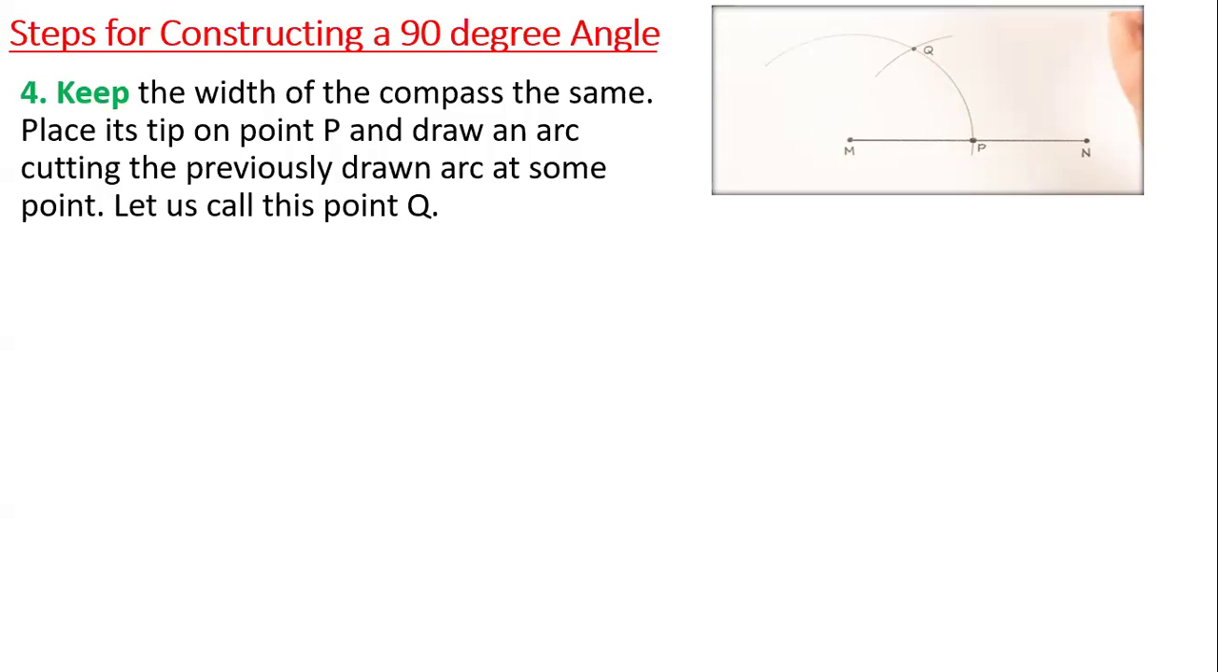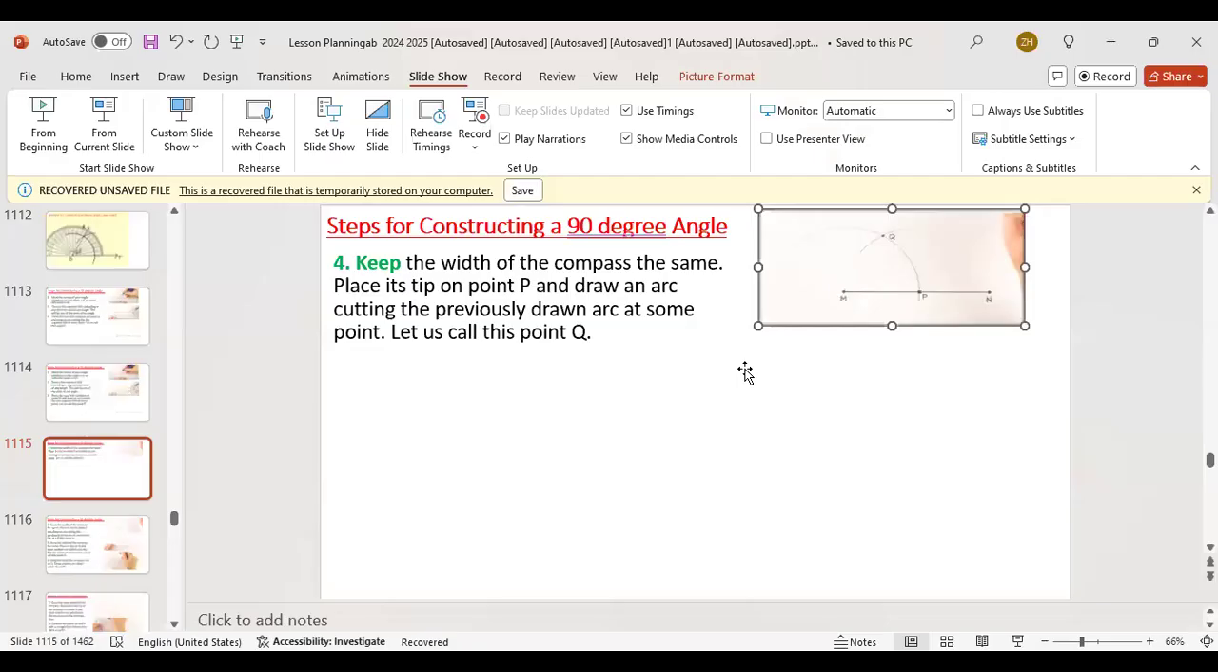Read the fourth point, right? Number 4, keep the width of the compass the same. Place the tip on the point P and draw an arc cutting the previously drawn arc at some point. Let us call this point Q. Very good. Then we're going to go to the fifth point.